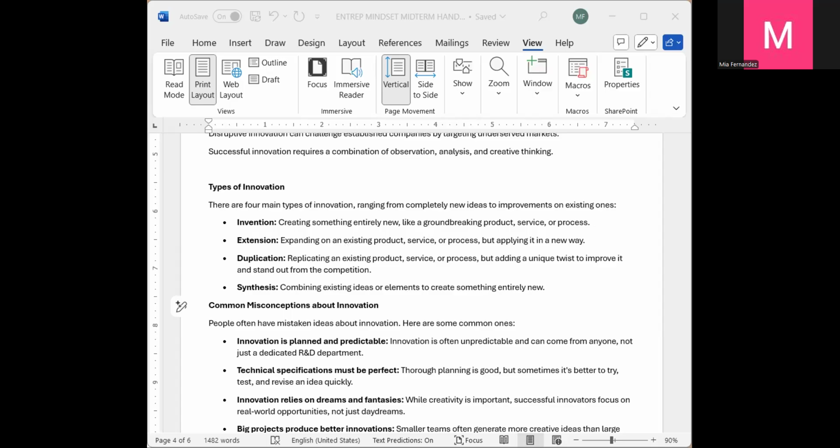Next one is duplication, or replicating an existing product. One example is Google search. Of course, we all know that Yahoo search was one of the oldest, or the first, search engines, but it was duplicated by Google. But it added something unique, which is that it provided a better service. The algorithm was better.